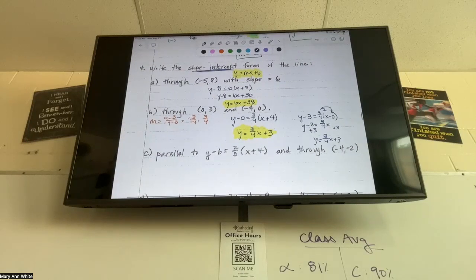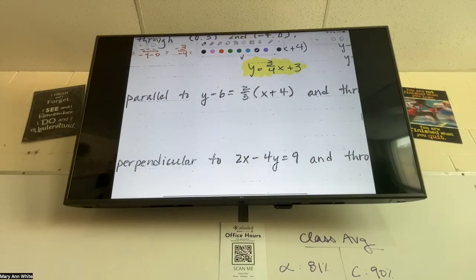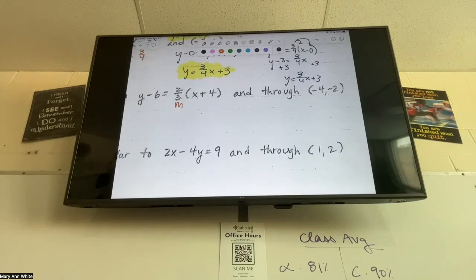Let me do my other two. Everybody good? I can go do C and D. This one's easy. Parallel is the same. Got some fractions I gotta deal with now.